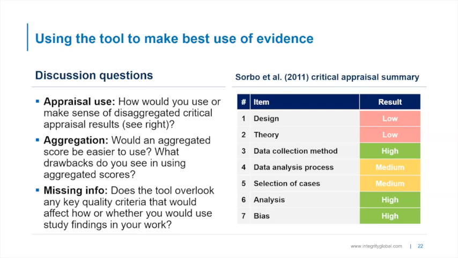So we could say something like, low theory means that this study might have internal validity, might be relevant for that specific area, but it's harder to know what that means elsewhere. Would that be helpful? Yeah, I think so, right?